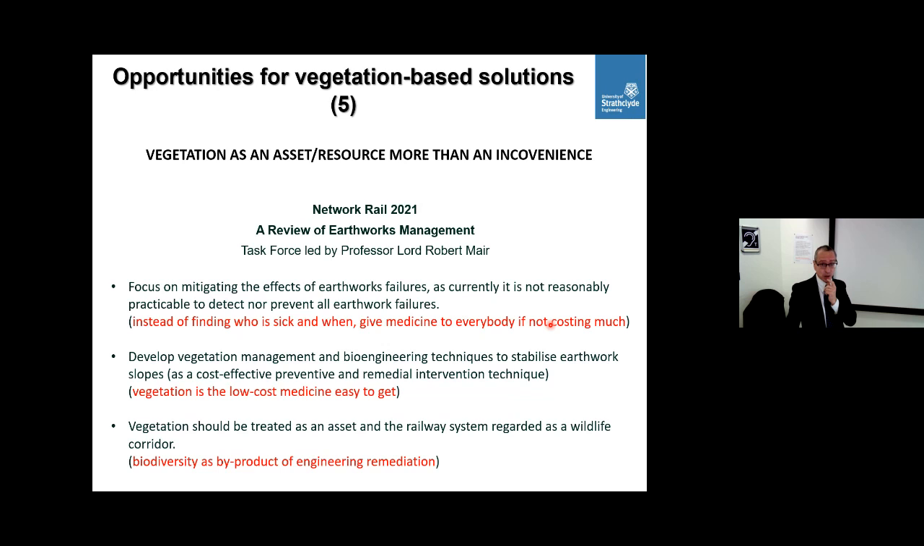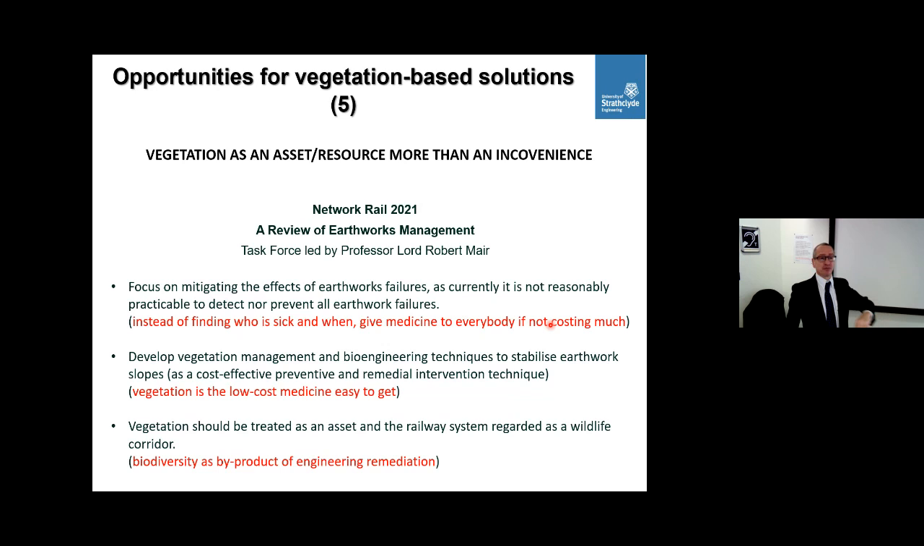Those comments here that you see in black are taken straight from the executive summary of that report. Let's go for it. Focus on mitigating the effects of failures, because it is not practicable to detect nor prevent all earthwork failures. So this message is, okay, we can work on the hazard and try to predict where and when the failure is going to occur, but it's not going to happen.